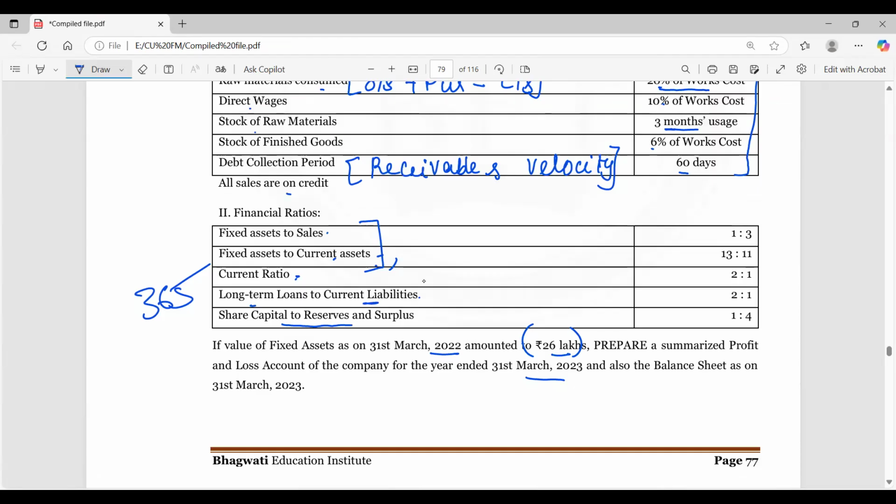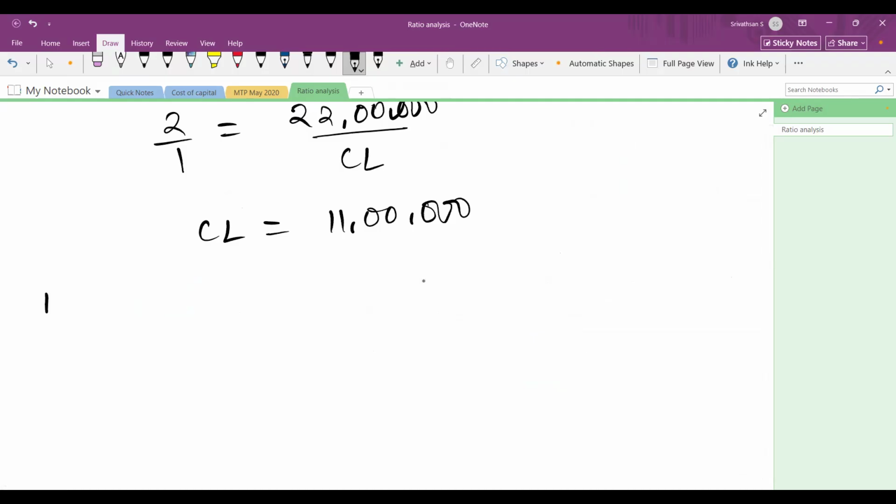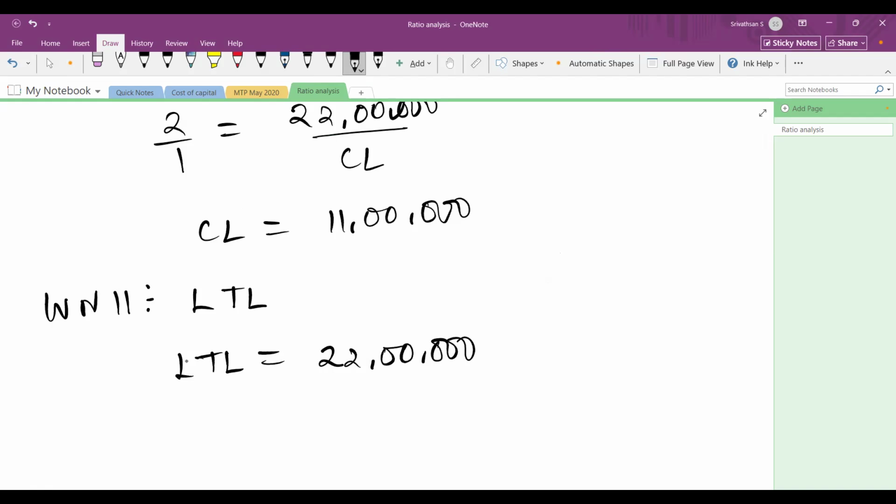Next, what else do we have? We can calculate long-term loans. Working note number 11, long-term loans. It is given that long-term loan to current liability is 2:1. So what is the amount of long-term loan? You tell me directly. It is 22 lakhs, right? I hope everyone understood how we got 22 lakhs.